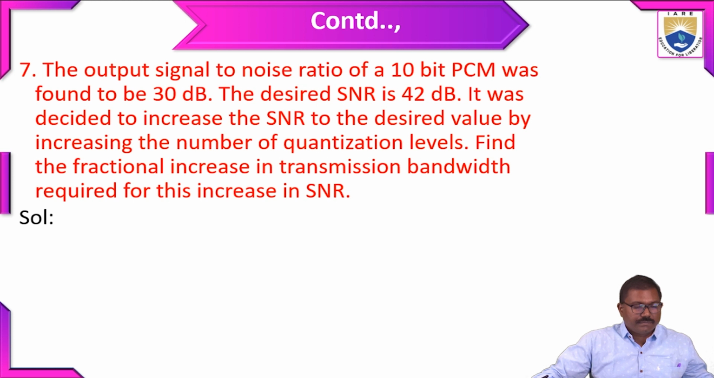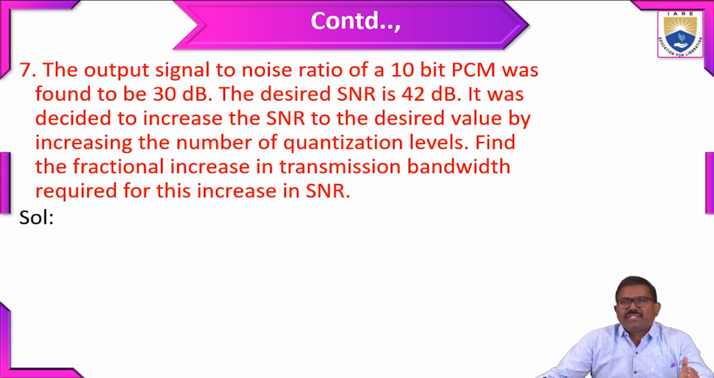Coming to the seventh one. The output signal to noise ratio of a 10-bit PCM was found to be 30 dB. The desired SNR is 42 dB. It was decided to increase the SNR to the desired value by increasing the number of quantization levels. Find the fractional increase in transmission bandwidth required for this increase in SNR.